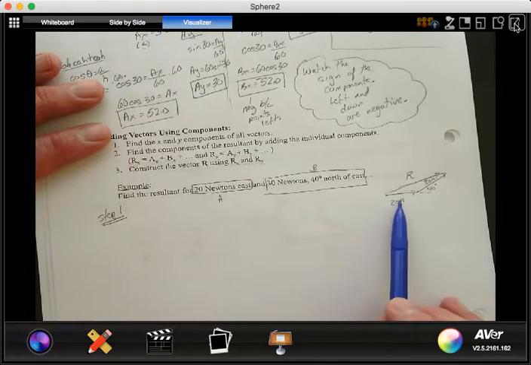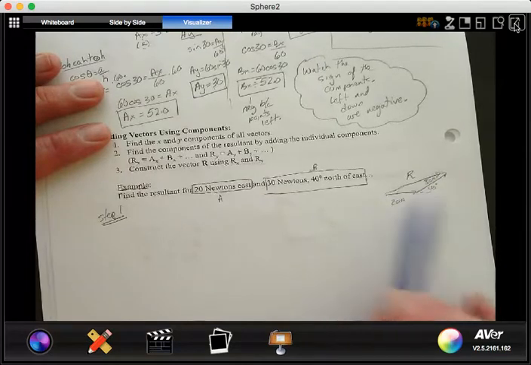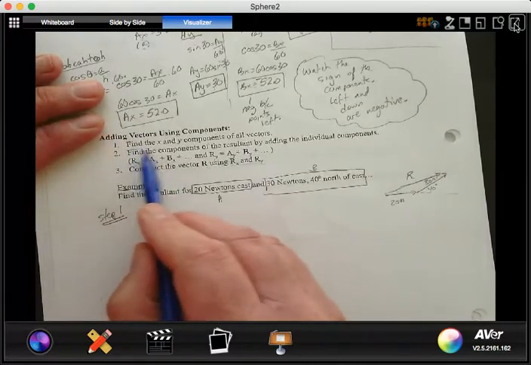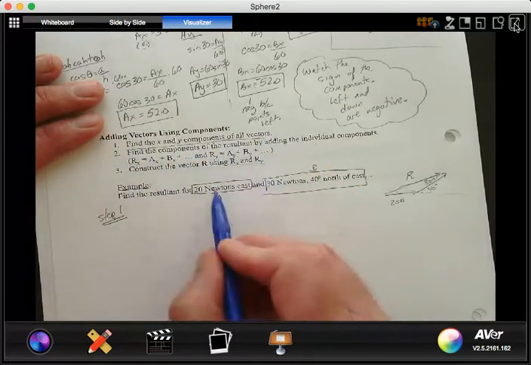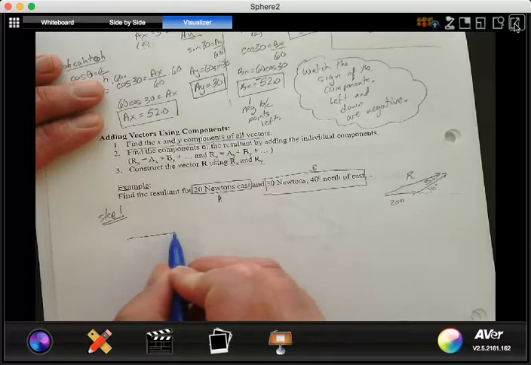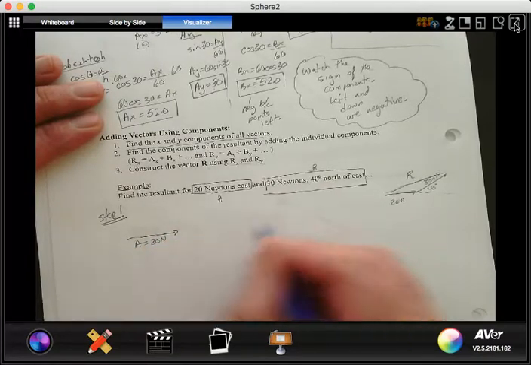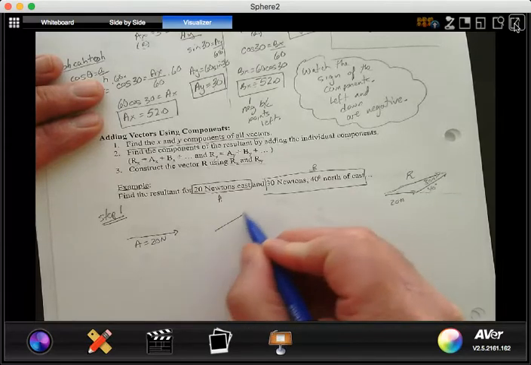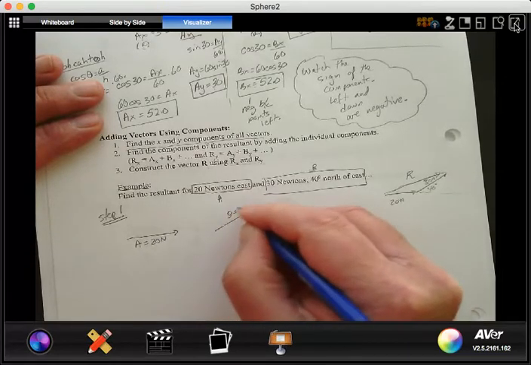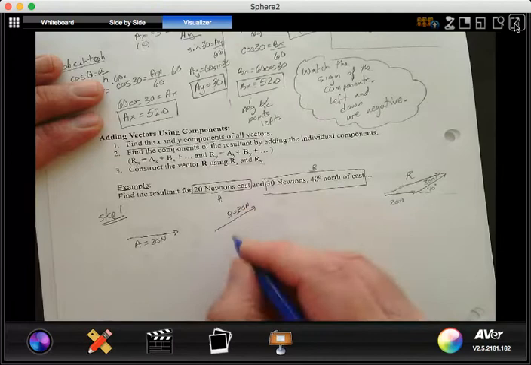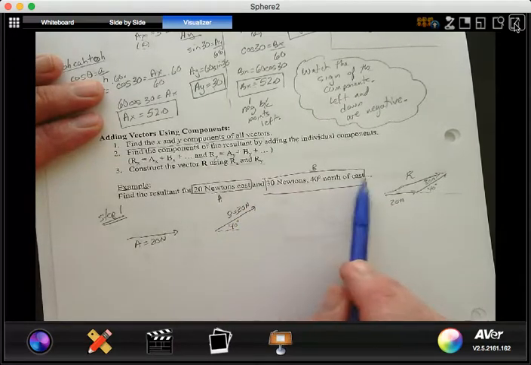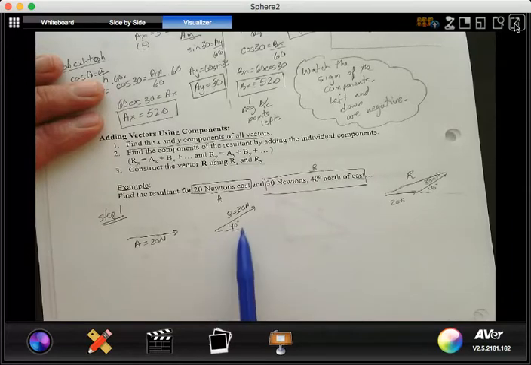So it's got to be bigger than 20, bigger than 30, but less than 50, because if they were in a straight line, it'd be 50. So step one is find the x and y components of all the vectors. I'm going to draw these separately just because it makes my life easier. So A here is 20 newtons, and B is 30 newtons, 40 degrees north of east. Okay, there's my reference. So my reference is east, and I swing 40 degrees north of that.